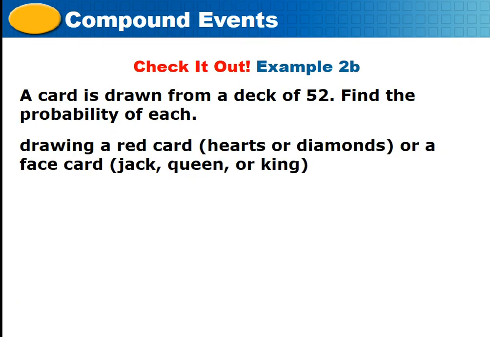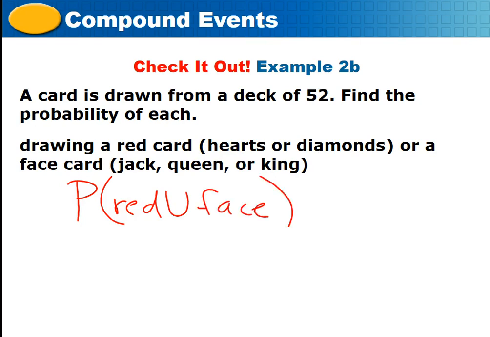So our next one says, what's the probability of drawing a red card or a face card? So again, our or was this symbol. So red or face. So how many red cards are there? Half the deck is red, so that's 26/52. Then we're going to add to it the face cards. Well, obviously we got a jack, king, or queen. Those are the face cards.